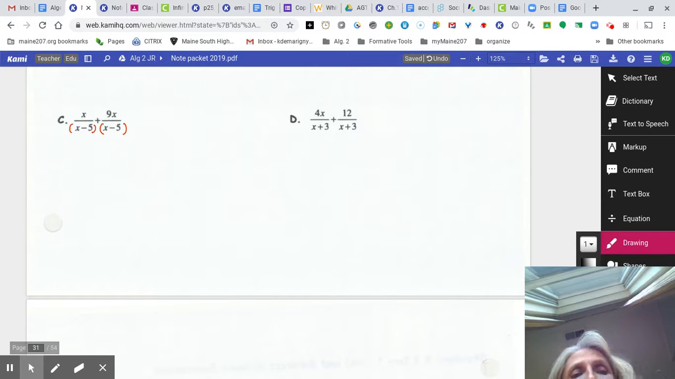Well, I just so happen to have the same denominator here. So what I'm going to do is take the x plus the 9x. That's going to make a 10x. And then my common denominator is x minus 5.